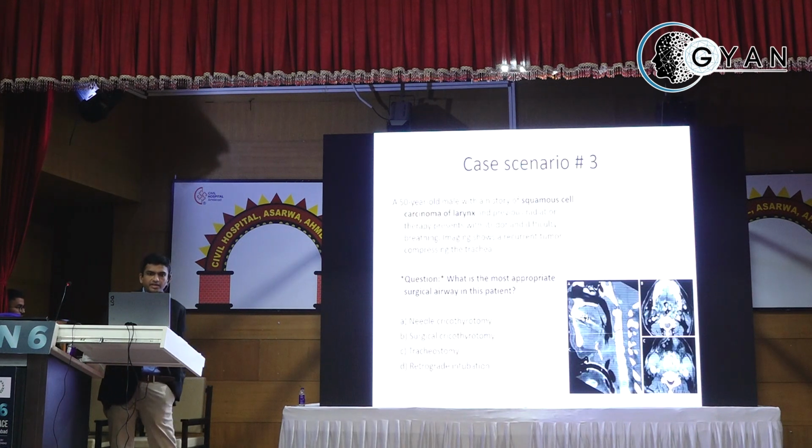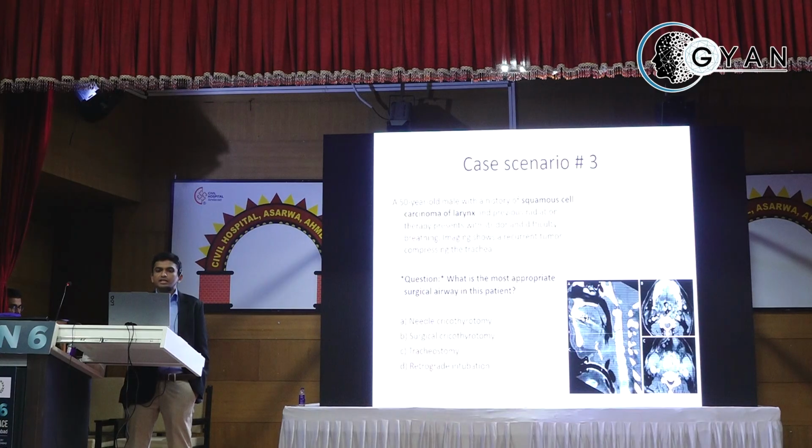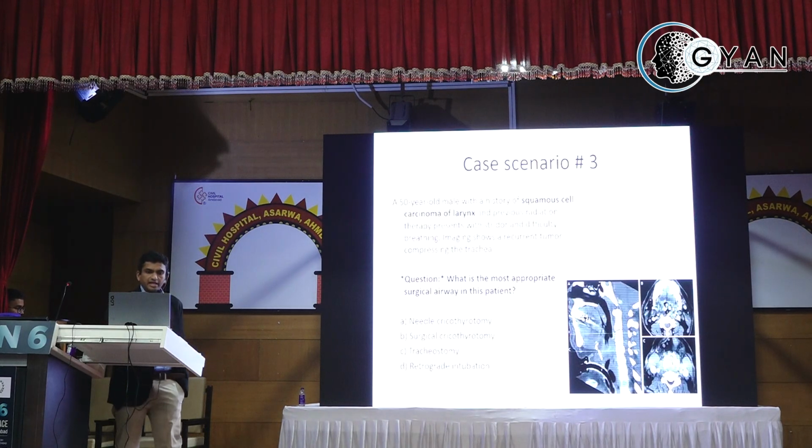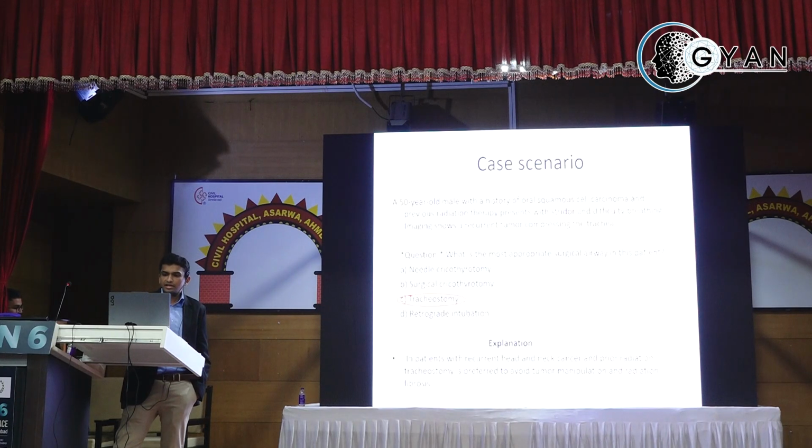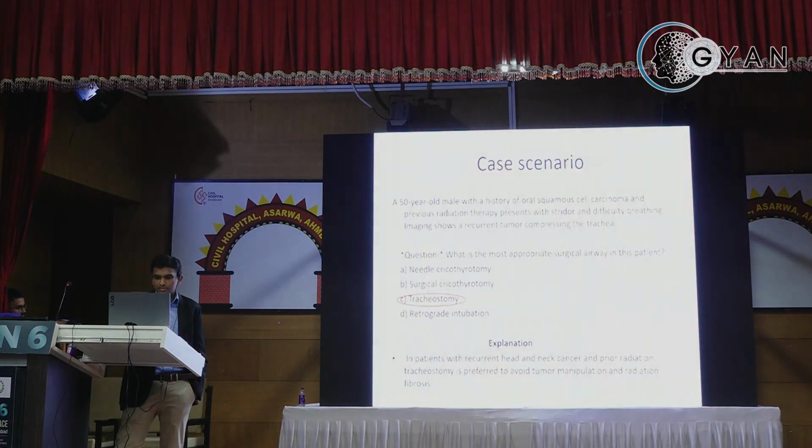And last, a 50-year-old male with a history of squamous cell carcinoma of the larynx, previously radiated, presents with stridor and difficulty breathing. Imaging shows a recurrent tumor compressing the trachea. What is the most appropriate surgical airway? Come on, someone? Yes, that's tracheostomy. In a patient with recurrent head and neck cancer and prior radiation, tracheostomy is preferred to avoid tumor manipulation and radiation fibrosis. Thank you.